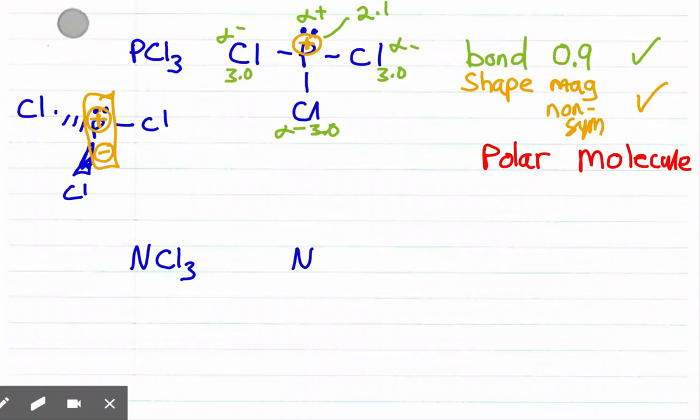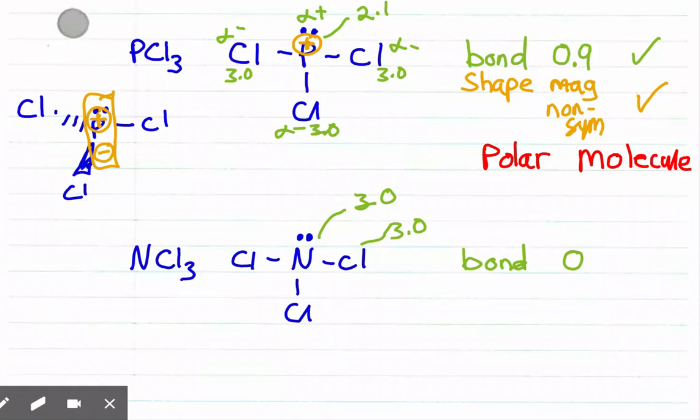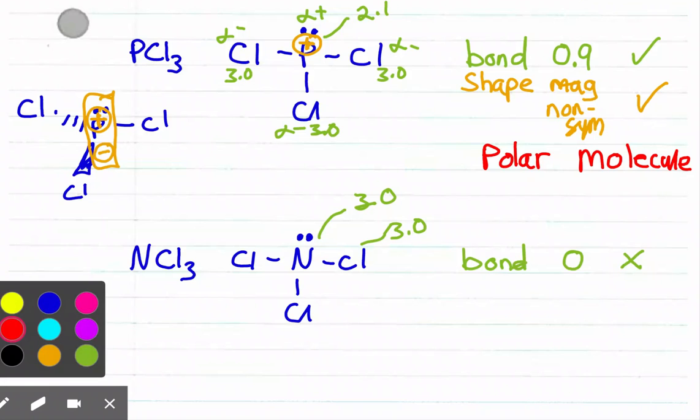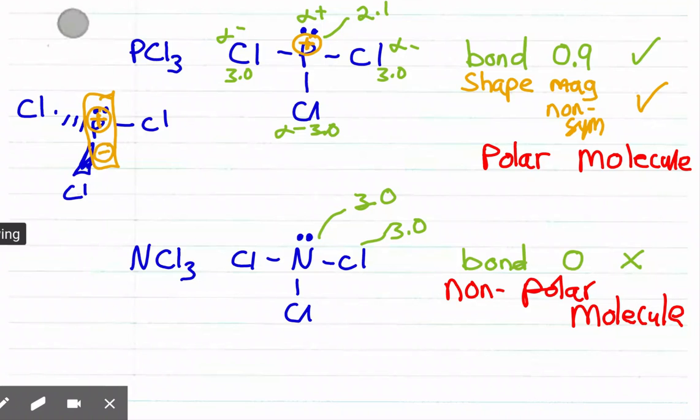I'm going to draw my Lewis structure of NCl3 using what I know about how to draw my Lewis structures. I end up with something that looks like this. Then I'm going to do my bond check. So my nitrogen has an electronegativity value of 3.0, and my chlorine has an electronegativity value of 3.0. So my electronegativity difference is 0. So this molecule does not pass the bond check. Because it has to have partial charges from a polar bond to be a polar molecule, this is a non-polar molecule. I don't even have to look at my shape because it does not pass the bond check.